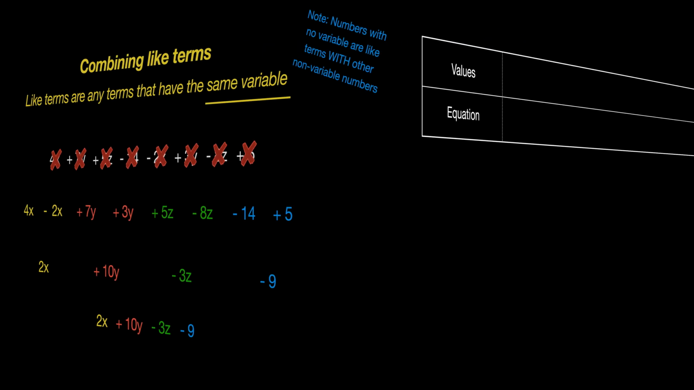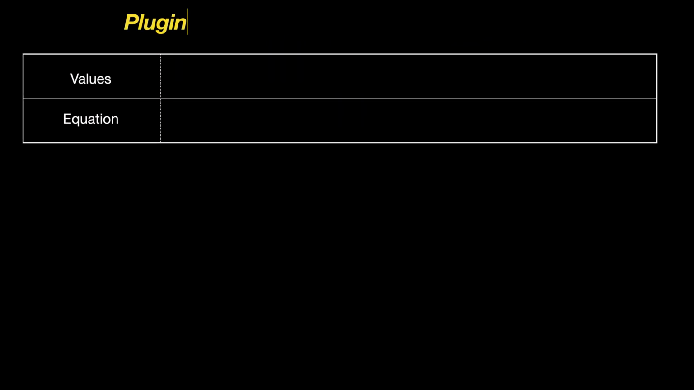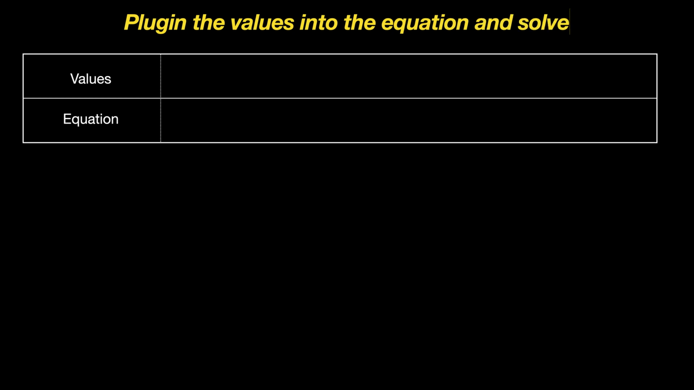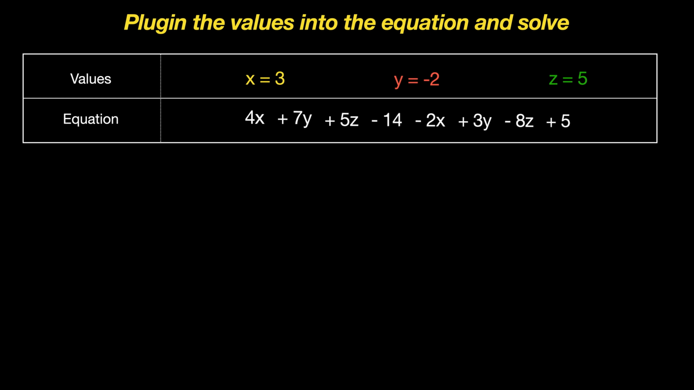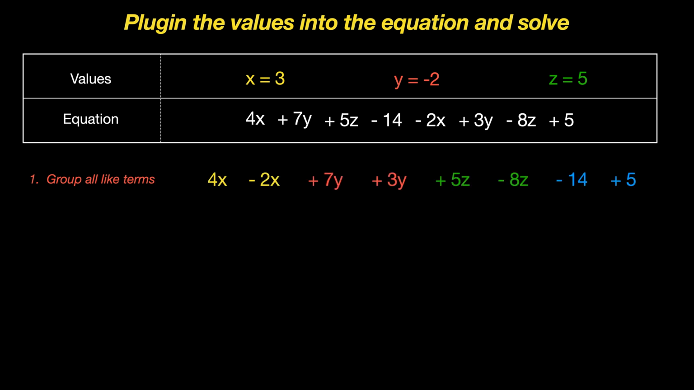So what we're going to do is one more thing where we're going to plug in the values of variables into the equation and solve it. So that means if we're given that x is 3, y is negative 2, and z is 5, what is the value of that equation right there? So first, again, what you're going to do is group all the like terms like we just did. So get the x's with the x's, the y's with the y's, z's with z's, and the numbers with the numbers. And then you're just going to simplify.